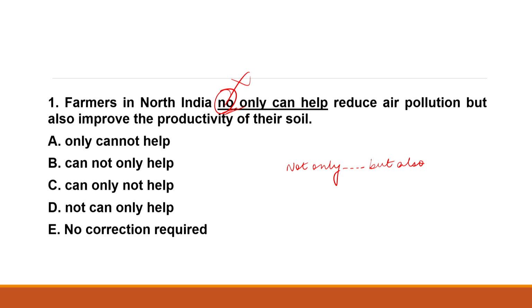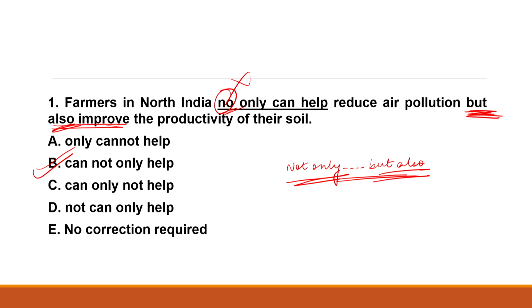Rather, it should be can not only help. The modal can should come before not only to maintain parallelism in the sentence, as the non-highlighted part, but also improve, contains verbs in the base form without any auxiliary. So, as you can see, but also is used over here. So, not only but also is the correct correlative conjunction over here. Hence, the correct answer is option B.